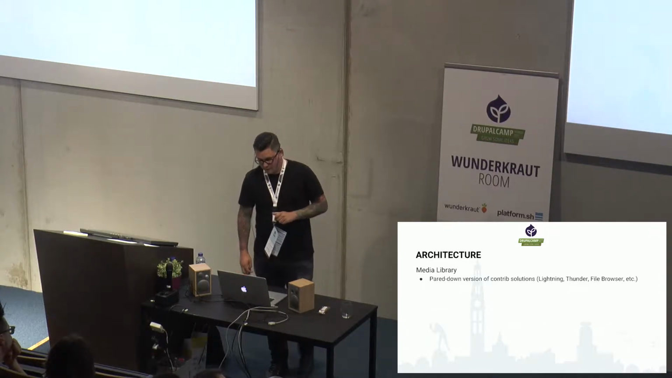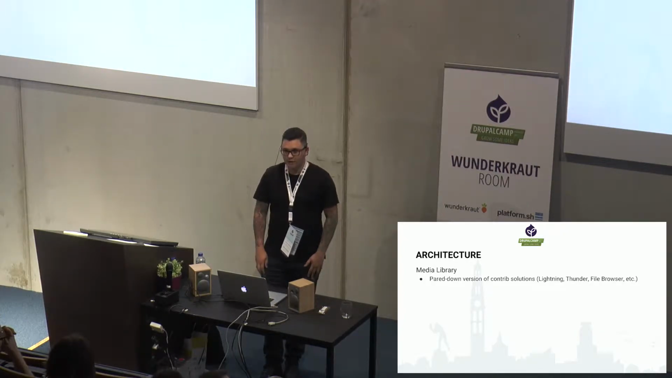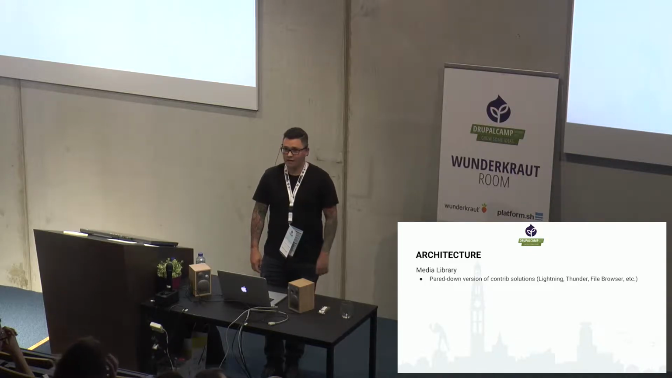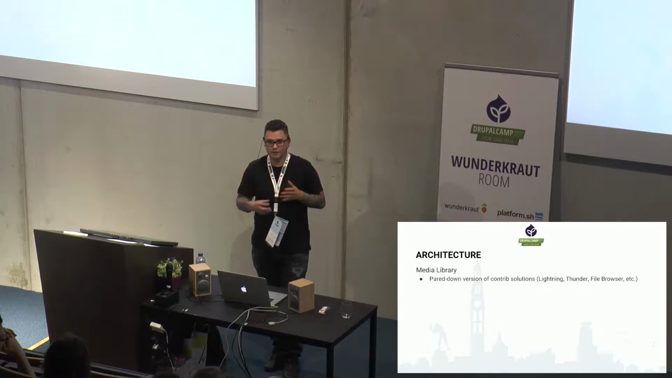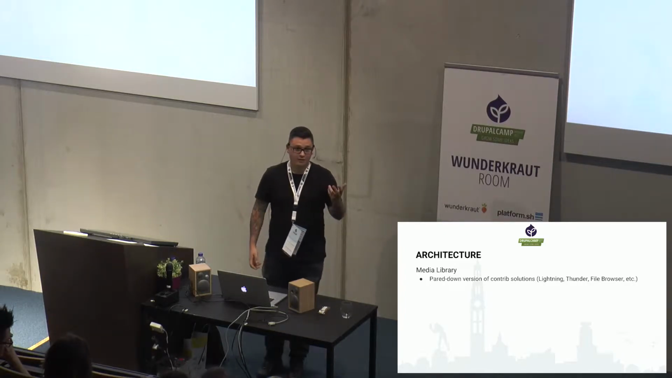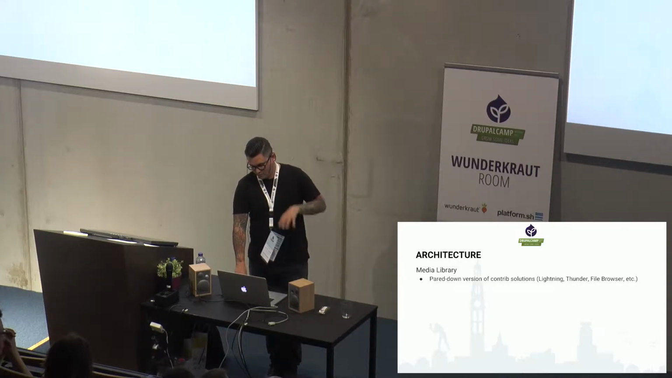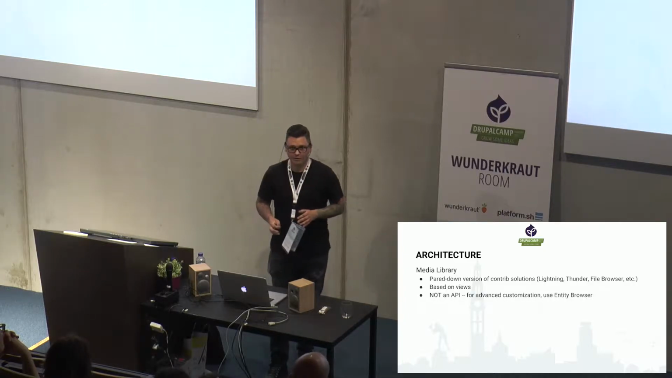Another thing that we found really important is the media library. So this is like a pared down version of contrib solutions. I don't know who installed Lightning or Thunder by any chance, but they have already thought about how we do a nice media library, and also looked at other systems like WordPress, or how do they do that. And we just defined an MVP of that. It will be based on views, so it will be easy to extend it, but it's not an API, so that's really important.